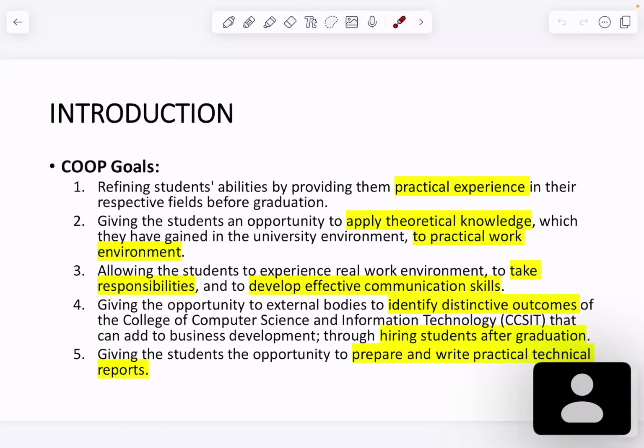So it's not just waiting for the site supervisor to give you tasks. No, you learned a lot of problem-solving techniques in different courses. Now it is the time to say loudly to the environment you are working with as a trainee that you can solve and suggest solutions for different problems they have. That's how you could apply theoretical knowledge.